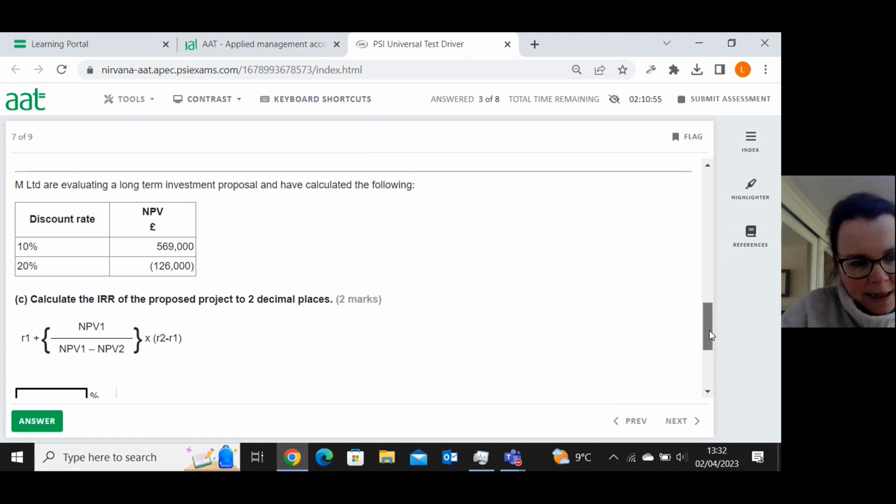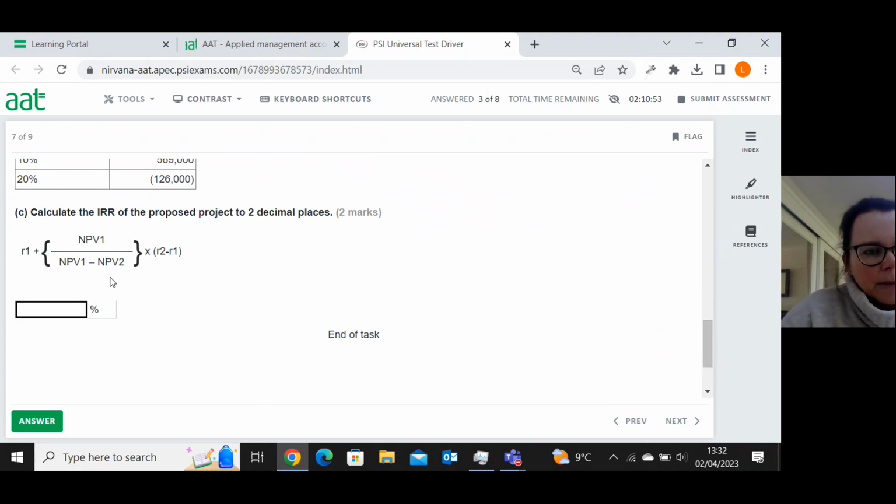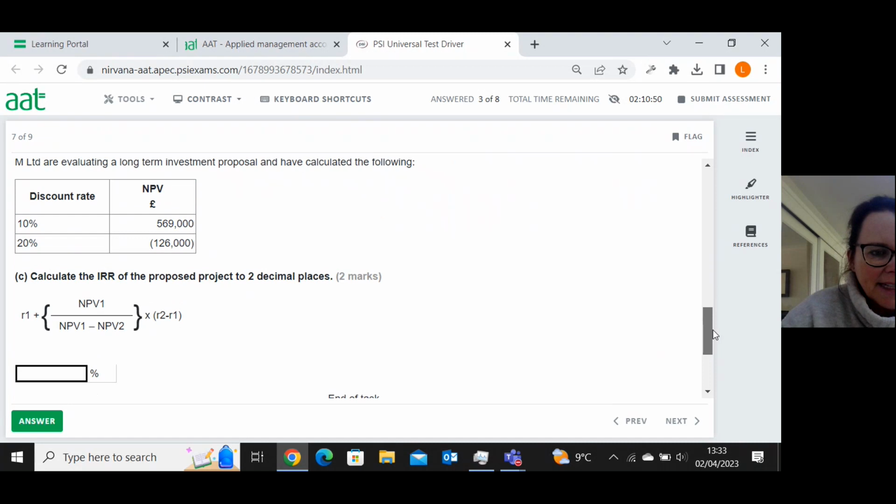Conveniently, they've given us the formula, so we can just plug the data into this. The NPV at the lower discount rate, so we're going to have 569 on the top here, divided by the difference between the two. Remember, you're traveling from a minus number to a plus number, so actually we want to add 569 onto 126, which gives us 695,000. So we've got 569 divided by 695.